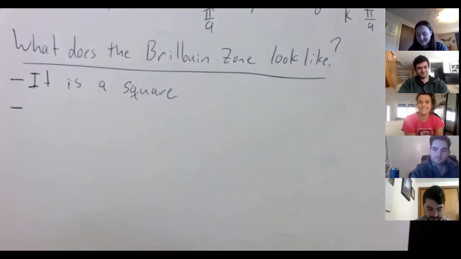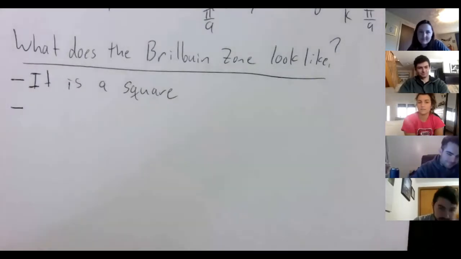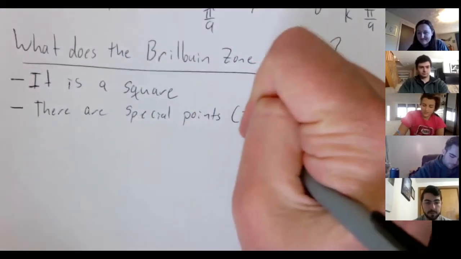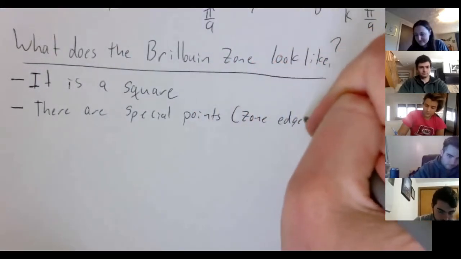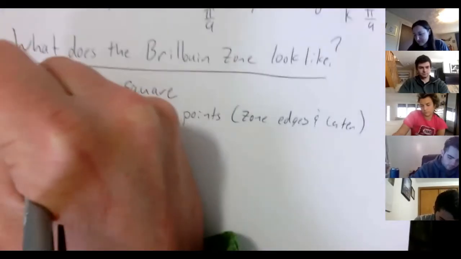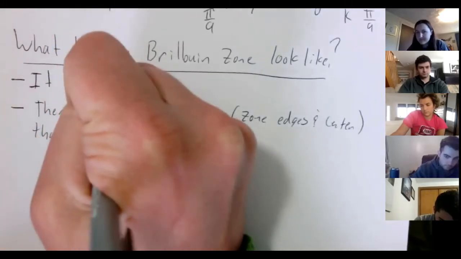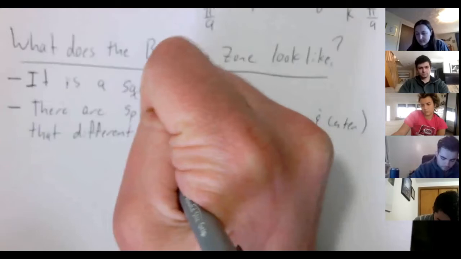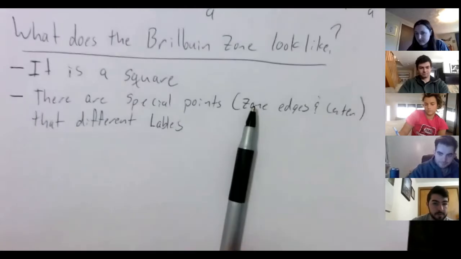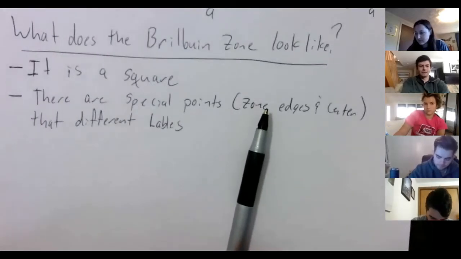Okay, so each of them have special points, and these are called zone edges or sometimes centers. And they have different labels. These different labels are kind of the user's choice, but to give you an idea, the one that remains consistent is the gamma point.